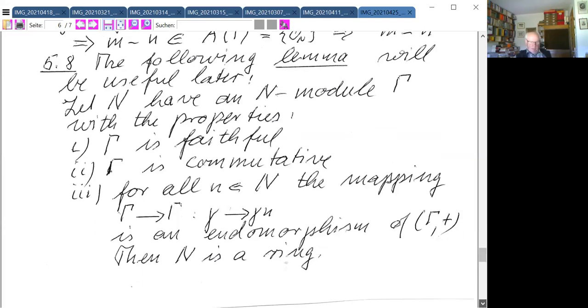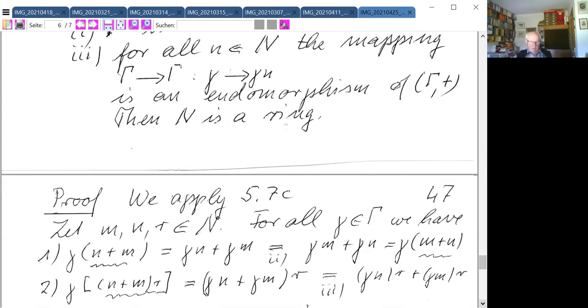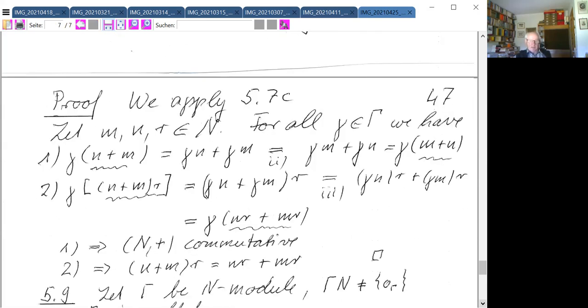It's not difficult, but let's give the proof. We apply what we did before. Let n, m and r be elements of N. Then for all small gamma, we have gamma times (n plus m). This is gamma n plus gamma m. But these are elements in capital Gamma, and so by our assumption 2, we can interchange the order. Then gamma m plus gamma n is the same as gamma times (m plus n). And this is true for all gamma, and Gamma is faithful. Hence, n plus m is m plus n. So we have commutativity of addition.